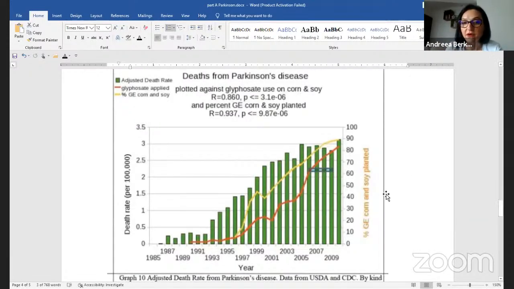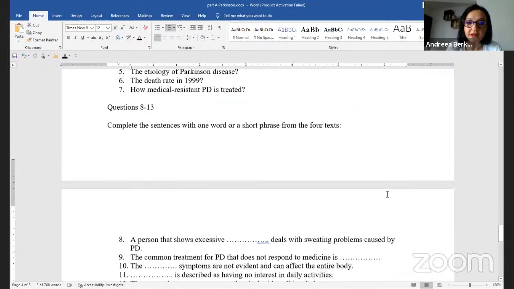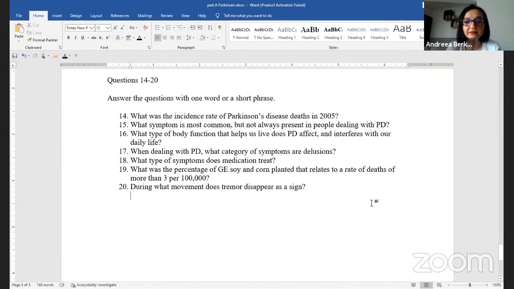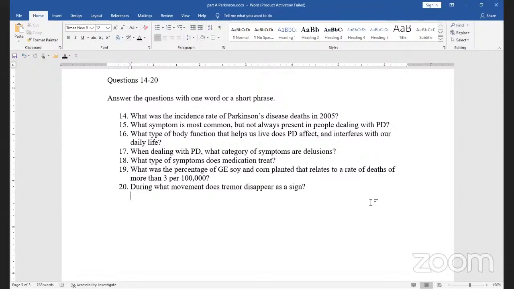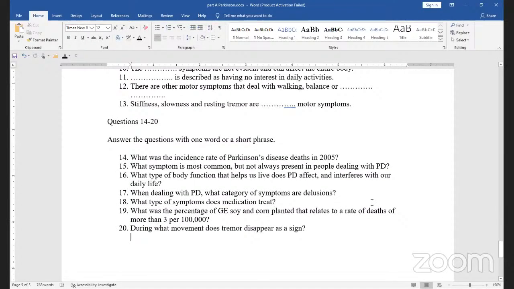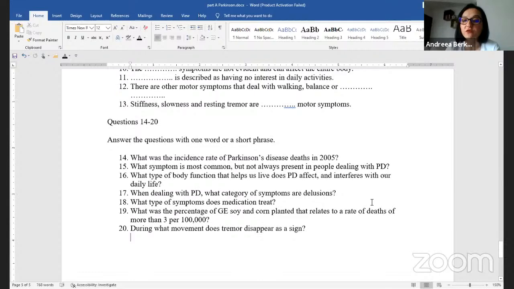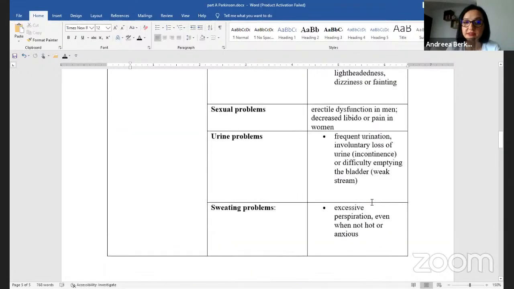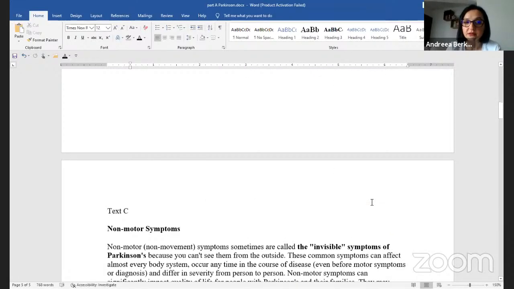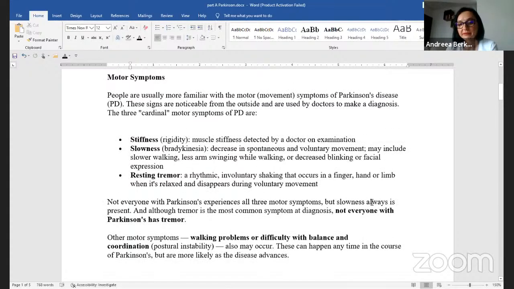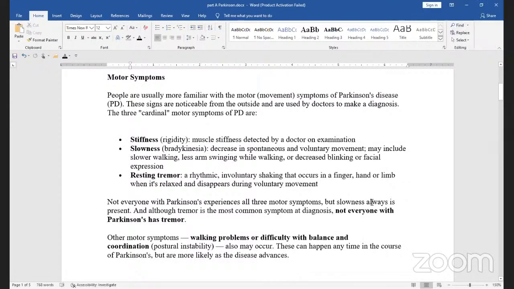All right. Okay. And the last question. During what movement does tremor disappear as a sign? Which text talked about tremor? B. So you have to get the type of movement where tremor disappears. Voluntary movement.